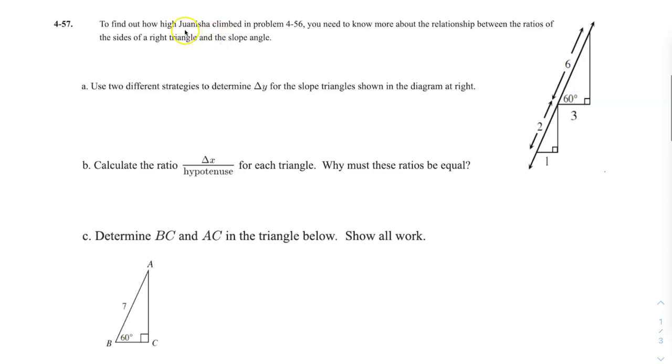To find out how high Juanisha climbed in problem 4, you need to know more about the relationship between the ratios of sides of a right triangle and its slope. So you need more information. So they gave us this example here. Use two different strategies to determine delta y for the slope triangle shown in the diagram on the right. So you want to know what delta y is right here and right here. They want us to do two different strategies. So look at this first one here.